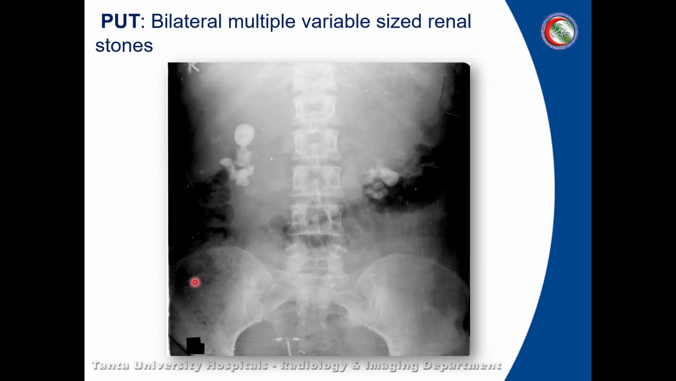Another PUT, this is the region of the right kidney and this is the region of the left kidney. There are multiple variable sized renal stones on both sides. The full comment is PUT showing bilateral multiple variable sized renal stones.